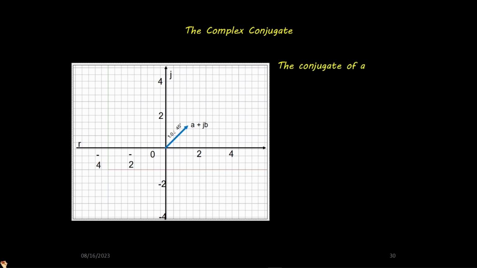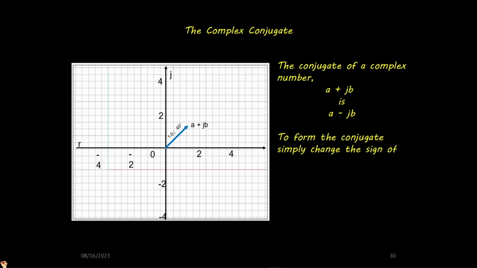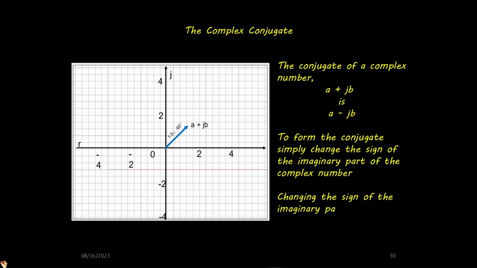The conjugate of a complex number, a plus jb, is a minus jb. To form the conjugate, simply change the sign of the imaginary part of the complex number. Changing the sign of the imaginary part changes the sign of the angle. Given a vector 2 at 45 degrees, its conjugate is a vector 2 at minus 45 degrees. Or equivalently 2 at 315 degrees, 360 degrees minus 45 degrees.